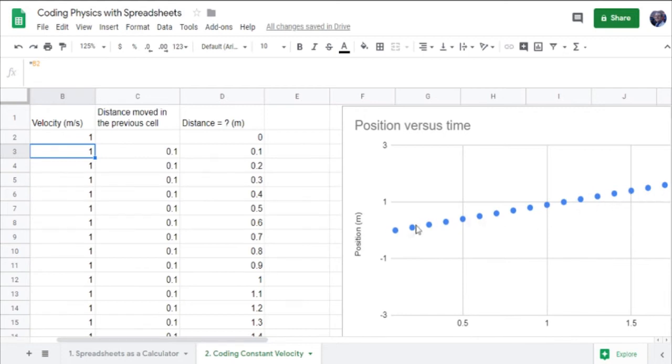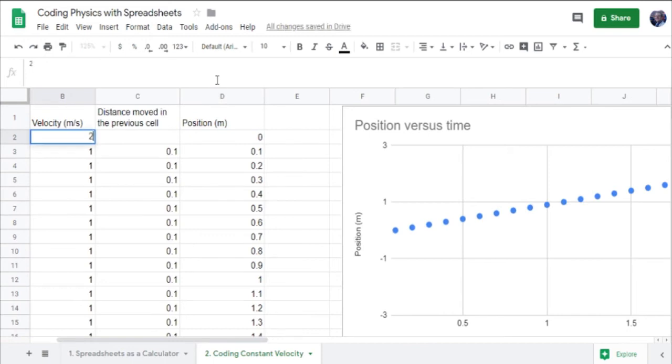The graph gets shallower because I've got a smaller velocity. So I'm moving a smaller distance in between cells. So I end up with a shallower slope for this distance, for this position versus time graph. And actually this should be labeled position. There we go.